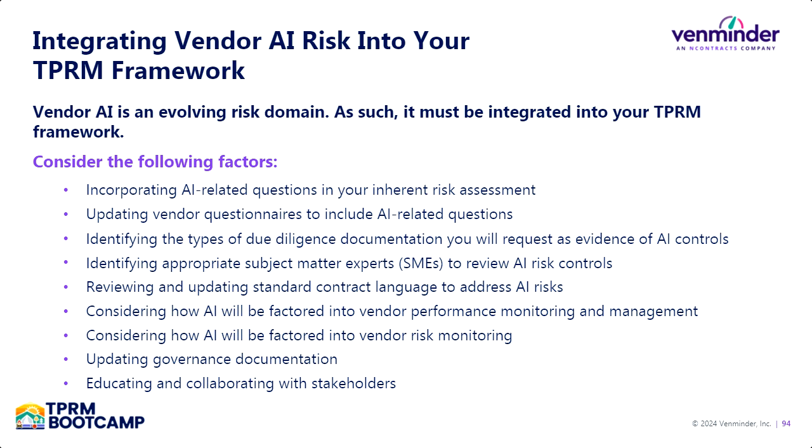Well, first of all, we have to think about adding some AI-related questions into our inherent risk assessments. We also, of course, need to get our vendor due diligence questionnaires updated to address AI. We have to work with those subject matter experts to figure out what kind of documentation we're actually going to request as evidence of AI controls, and we have to identify who that subject matter expert is. Of course, we have to think about contracts, how it can be factored into vendor performance monitoring and management, and risk monitoring. We probably have to update some of our governance documentation. And of course, we have to educate and collaborate with our stakeholders.